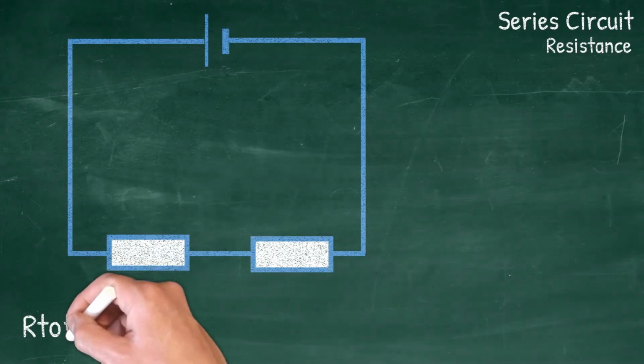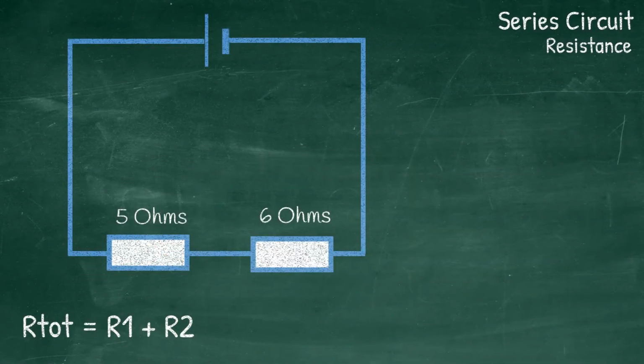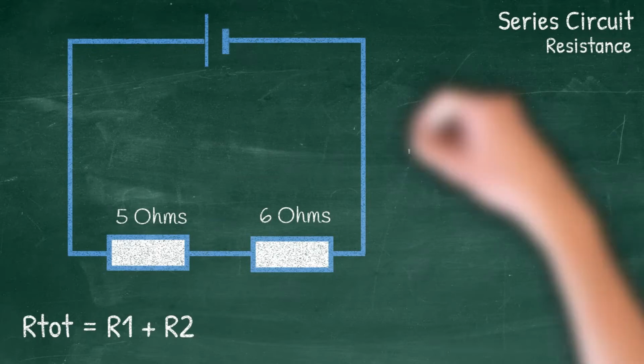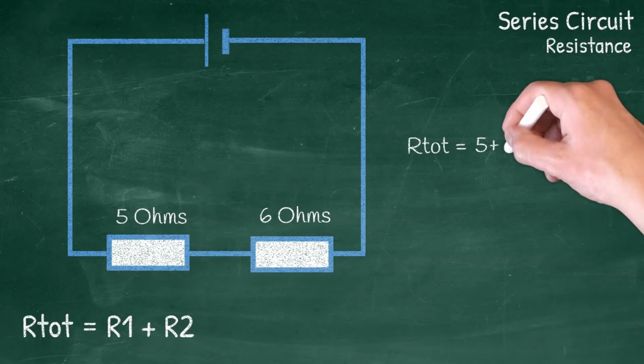Here we have one resistor with a resistance of 6 ohms and a second resistor with a resistance of 5 ohms. To work out the total resistance, we need to add together the resistance of both of these resistors. So the total resistance is 5 plus 6, which equals 11 ohms.